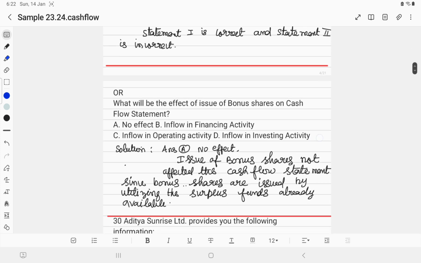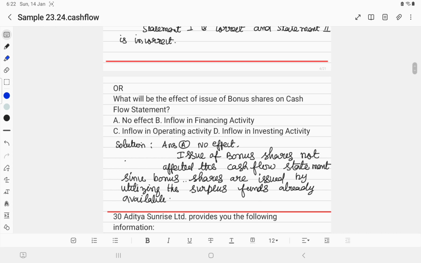Or question. What will be the effect of issue of bonus shares on cash flow statement? A. No effect. B. Inflow in financing activity. C. Inflow in operating activity. D. Inflow in investing activity. Solution. Answer A. No effect. That is, issue of bonus shares does not affect the cash flow statement because bonus shares are issued by utilizing the surplus funds already available in the reserves and surplus.